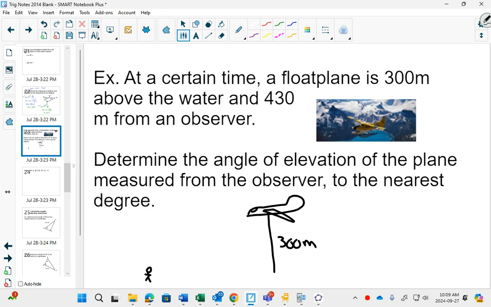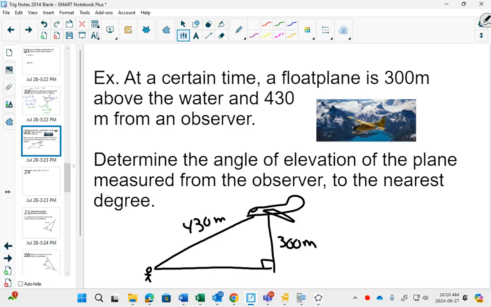There's an observer. Oh yeah, art skills are coming out now. There's our observer. The observer is looking at the plane. This makes a triangle. The plane is 430 meters from the observer. Does the 430 go here or here? On the top one, right? Because if you're measuring a distance, from here to here is not to the plane, right? 430 meters would be this distance right there.